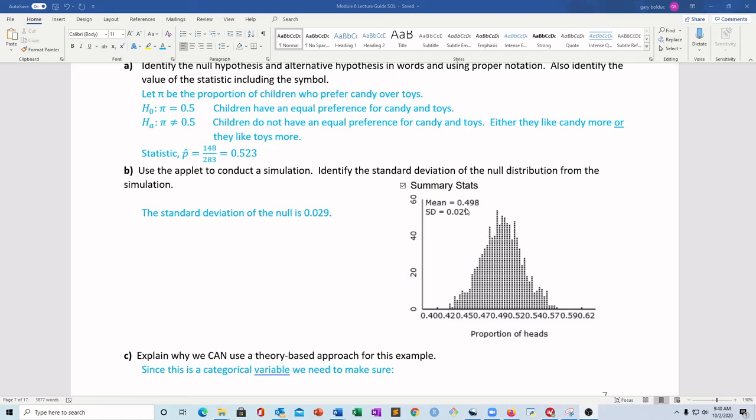Your mean and standard deviation may be a little bit off from me, but it should be very close to this, and the picture should look similar. The standard deviation we got was 0.029. Okay, we're going to come back to this.